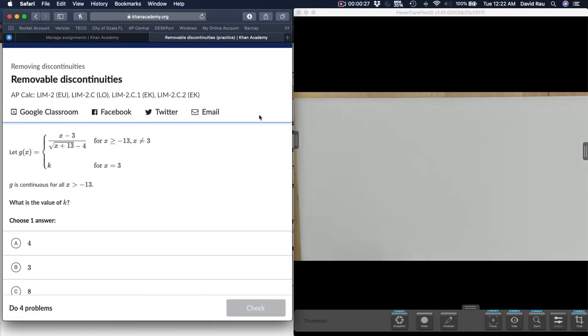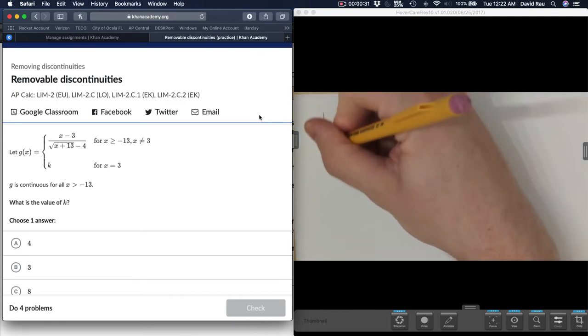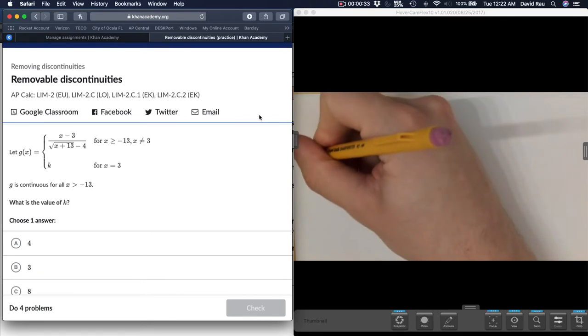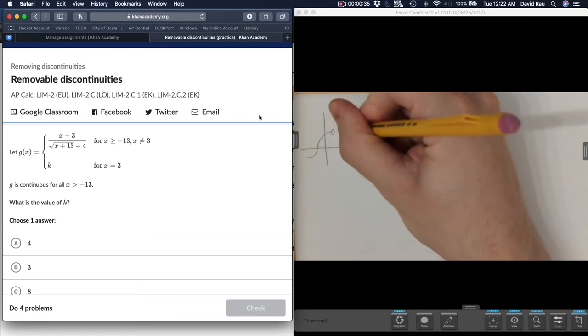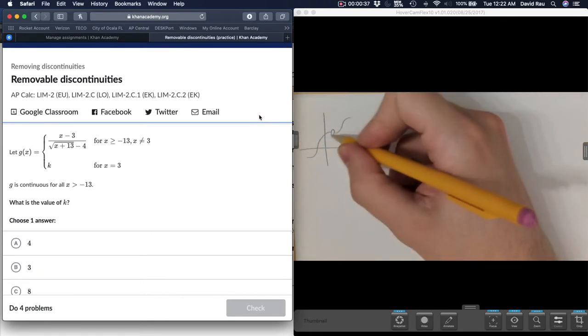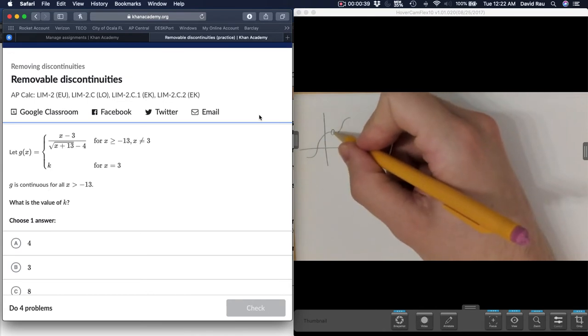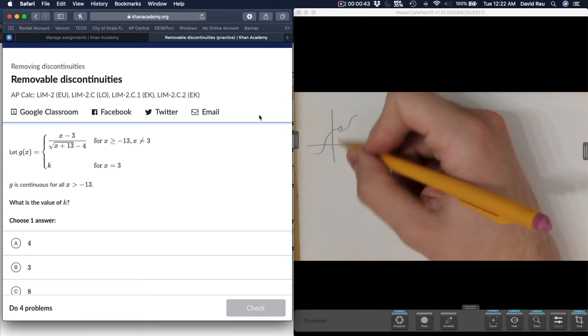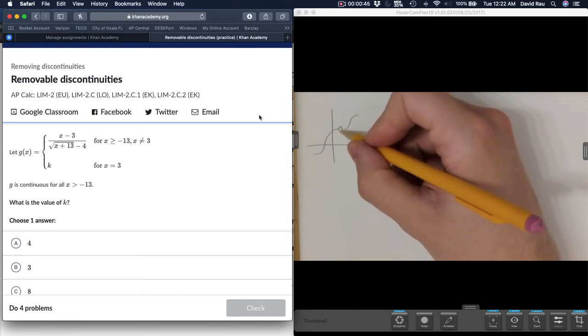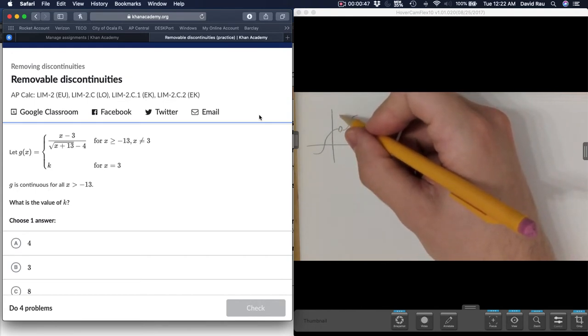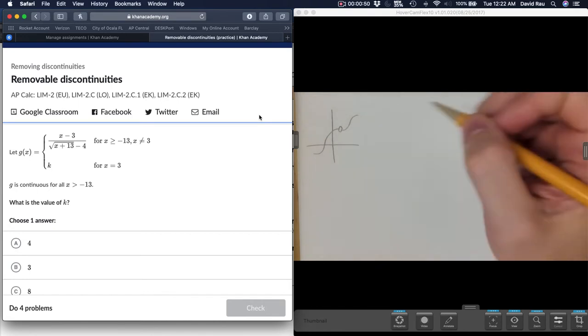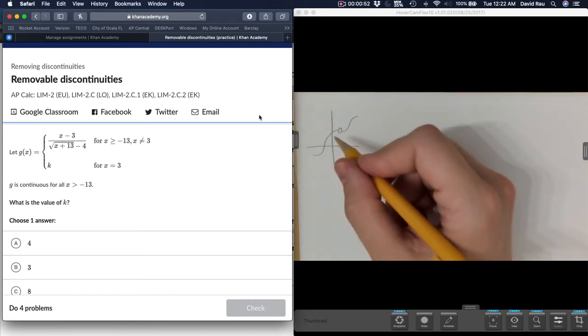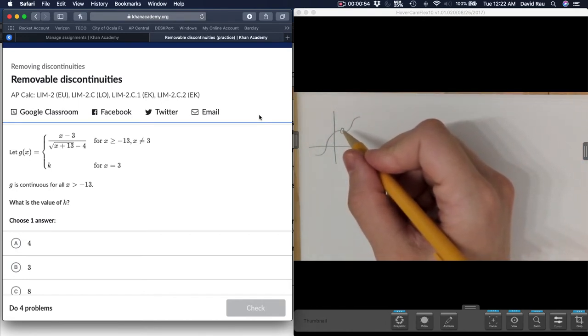Now what does that really mean? It means there's some wacky looking function where the left hand and right hand limit agree. So in other words, the general limit exists, but the actual function value is undefined, or maybe just isn't what that limit value is. Now the question is, how can we fill this hole?